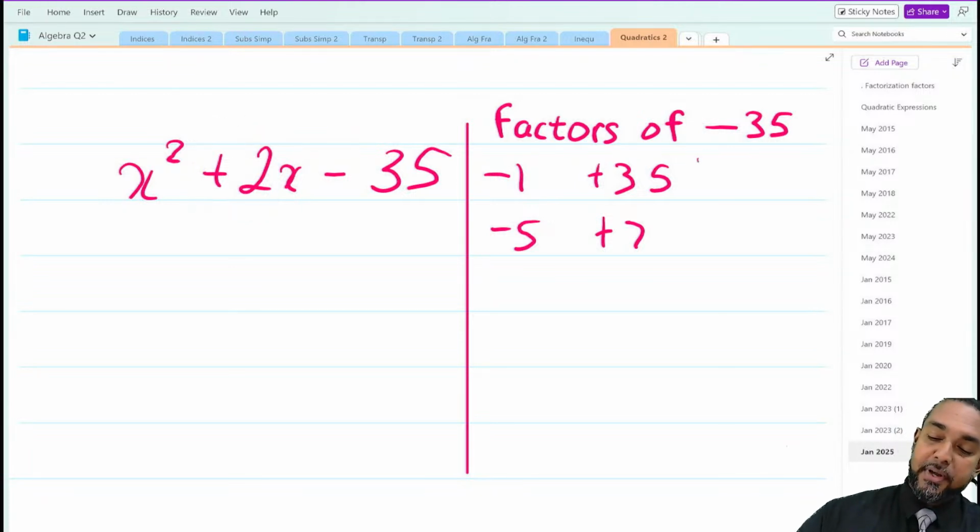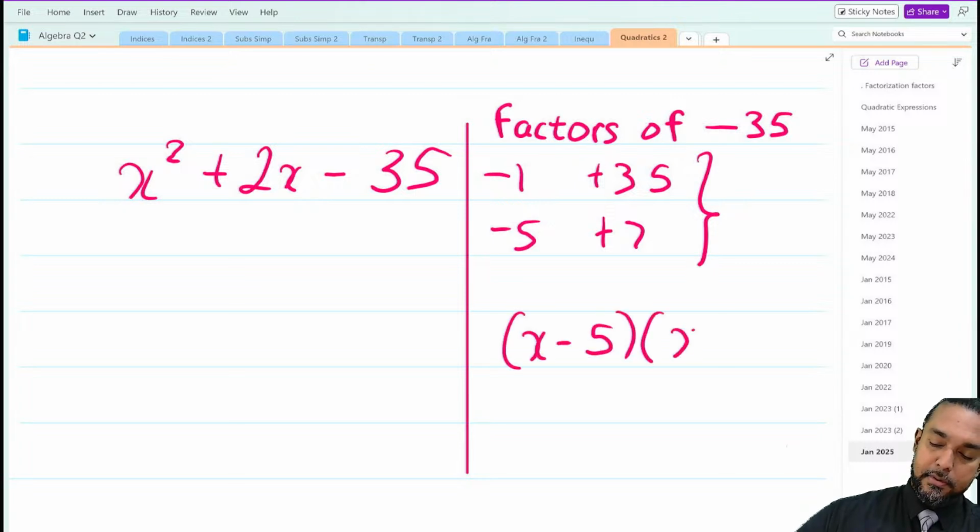Right. Which of these pairs will give us back positive 2? Minus 5 and 7, right? So again, to me, you should be able to just jump to the answer: x minus 5 and x plus 7, right? Again, the slightly longer way you could do it is like this, right?